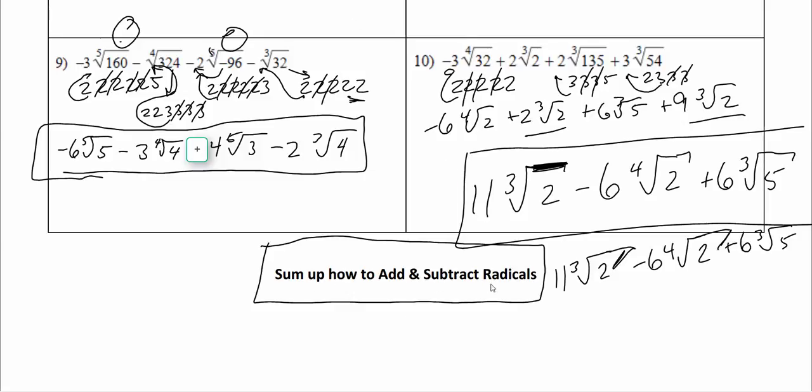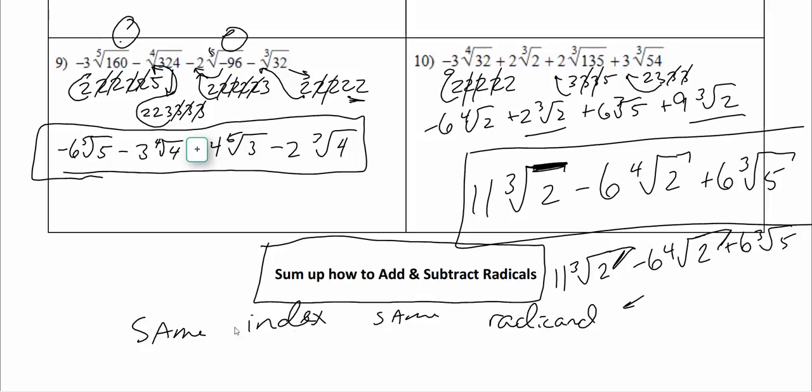Okay, to sum up how to add and subtract radicals: remember, you need the same index. Actually, I wasn't going to write it, but I guess I can. Same index, same radicand. Remember from the first 6.1 section, the radicand was the number inside. And what else do I need?